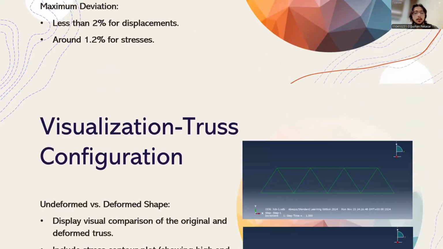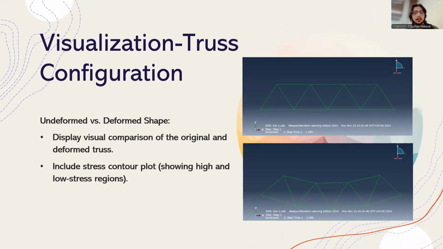Here we see two images of the truss. The first shows the truss in its original shape before applying loads. The second shows how the truss deforms under the applied loads. We also created the color-coded plot called a stress contour plot.